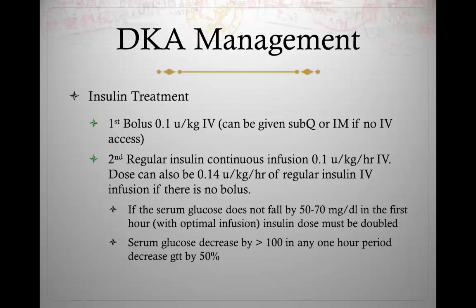If the serum glucose does not fall by 10% after the first hour, or which is the same, by 50 to 70 milligrams per deciliter in the first hour, which is optimal, okay, the dose must be doubled, or you could repeat the bolus. If the serum glucose level decreases by 100 milligrams per deciliter in the first hour, then what you would do is decrease the drip by 50%. You must memorize this.